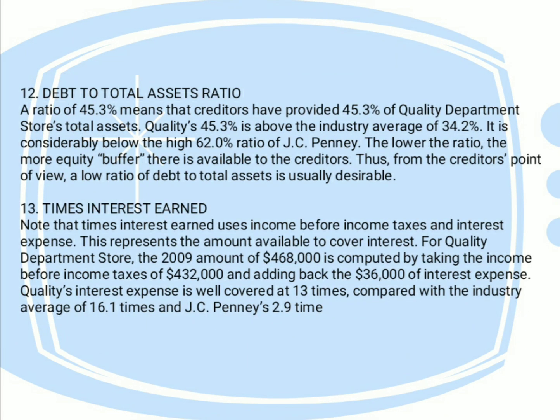Solvency ratios. Debt to total assets ratio. A ratio of 45.3% means that creditors have provided 45.3% of Quality department store's total assets. Quality's 45.3% is above the industry average of 34.2%.